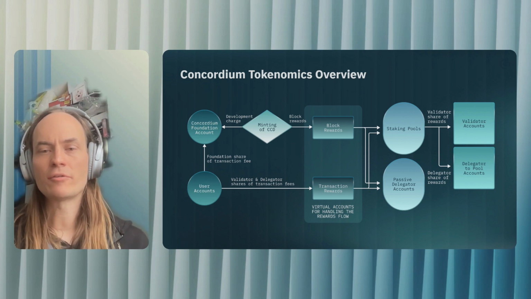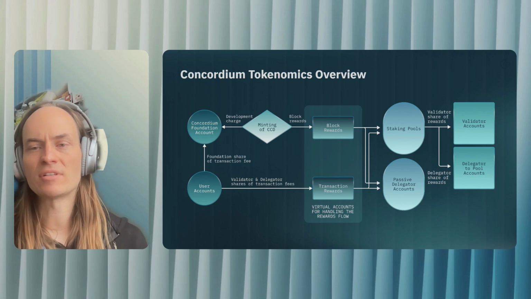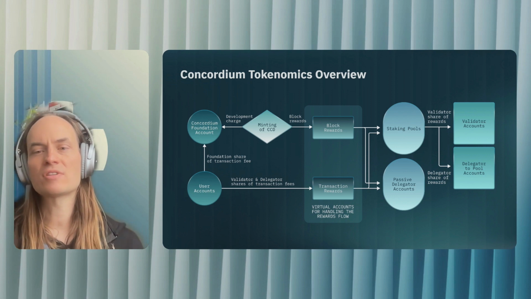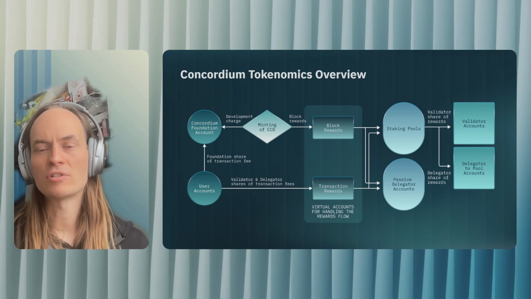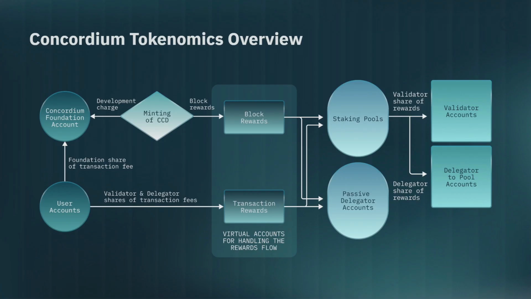So this minted CCD is in this diamond in the top left. From these two sources, the foundation takes a small percentage, which is then used for further funding the chain. And the rest goes to validators and delegators. So you can think of it as having two big pools. All the rewards coming from the minted CCD are distributed for producing blocks, and all the rewards for all the transaction fees are also distributed to the validators.